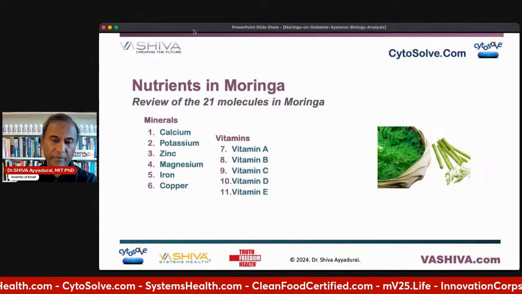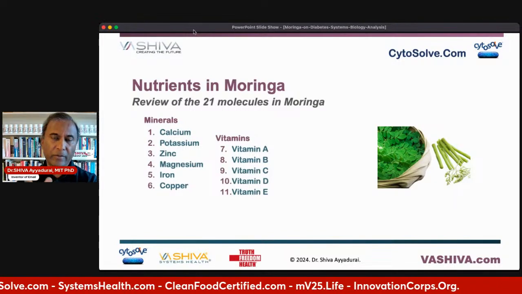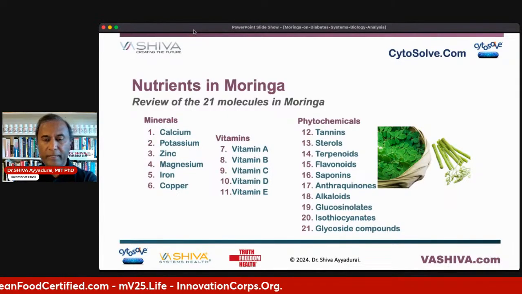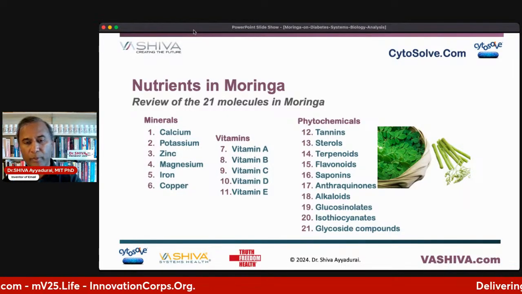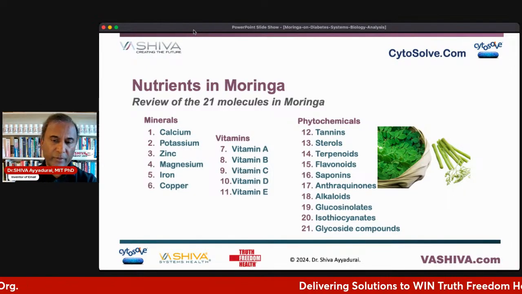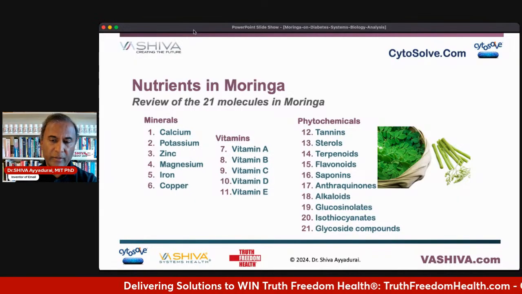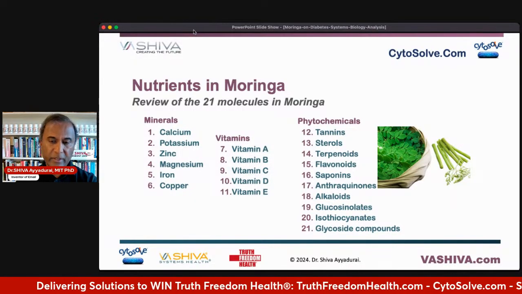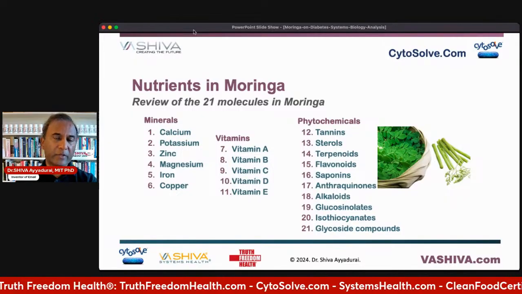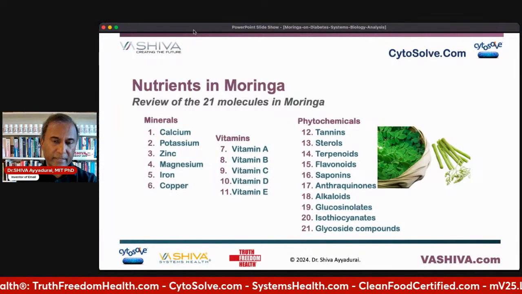In that sense, it's a mineral supplement. It also has all the main vitamins A, B, C, D, and E. But most importantly, from a medicinal standpoint, it has the tannins, the sterols, the terpenoids, the flavonoids, the saponins, the anthraquinones, the alkaloids, the glucosinolates, the isothiocyanates, and we're going to talk about that relative to diabetes, and the glycoside compounds.